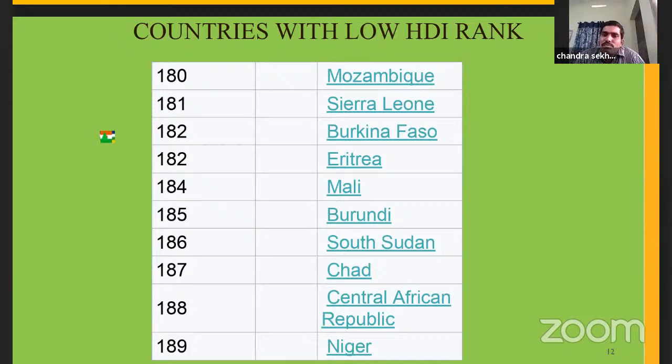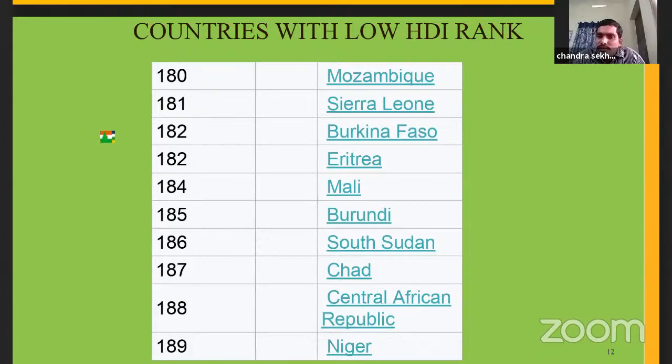So these are the 10 countries with the lowest HDI ranks: Mozambique at rank 180, Sierra Leone, Burkina Faso, Eritrea, Mali, Burundi, South Sudan, Chad, Central African Republic, and Niger. If you observe this table, we can understand one thing. Children, did you understand anything from this table? A common point is there in the table. All the 10 countries are located in which continent? All the 10 countries are located in Africa.